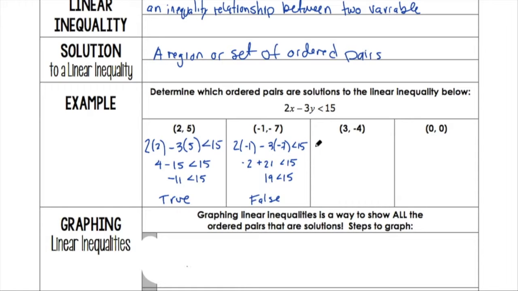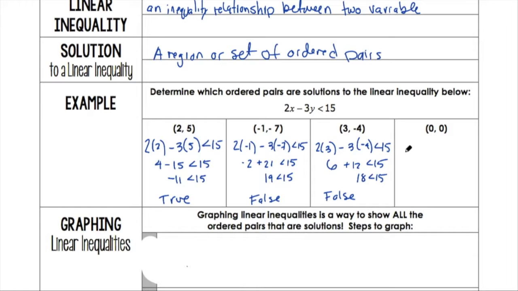Let's check (3, negative 4). 2 times 3 minus 3 times negative 4. Is that less than 15? So that's 6 plus 12. Is that less than 15? Well, that's 18. 18 is not less than 15. So once again, that is false.